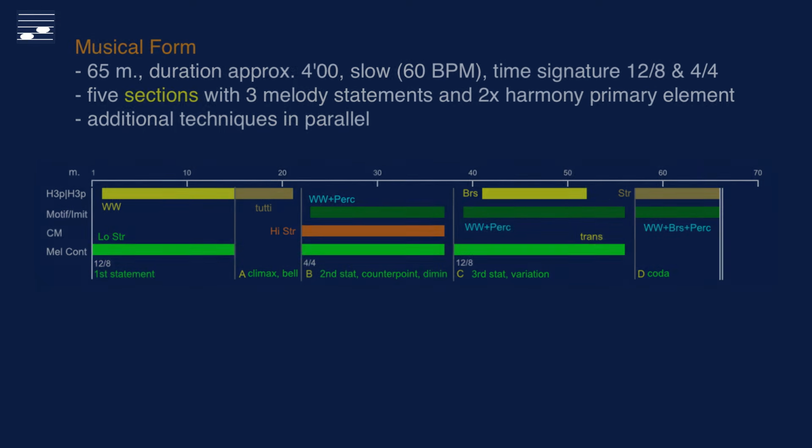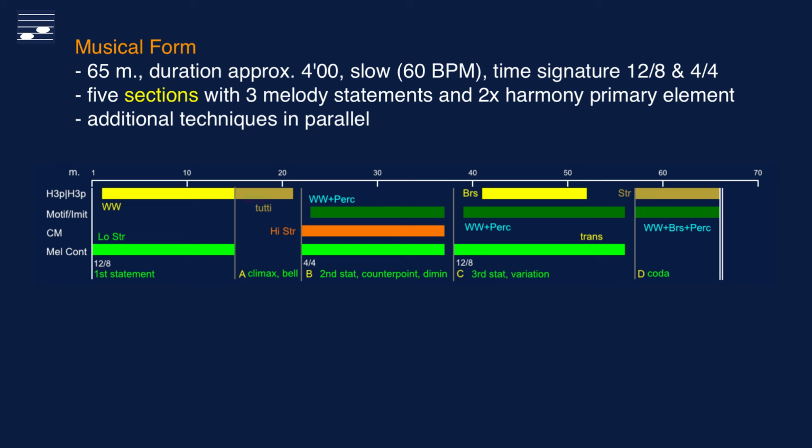We've seen this overview diagram many times before. The piece is 65 measures long with duration of about 4 minutes and slow tempi around 60 beats per minute. The time signature alternates between 12/8 and 4/4. From the 5 sections, 3 have the melodic continuity as the main element. In the other 2 we find the harmony as primary musical element. In the latter half, there is increased usage of additional techniques.